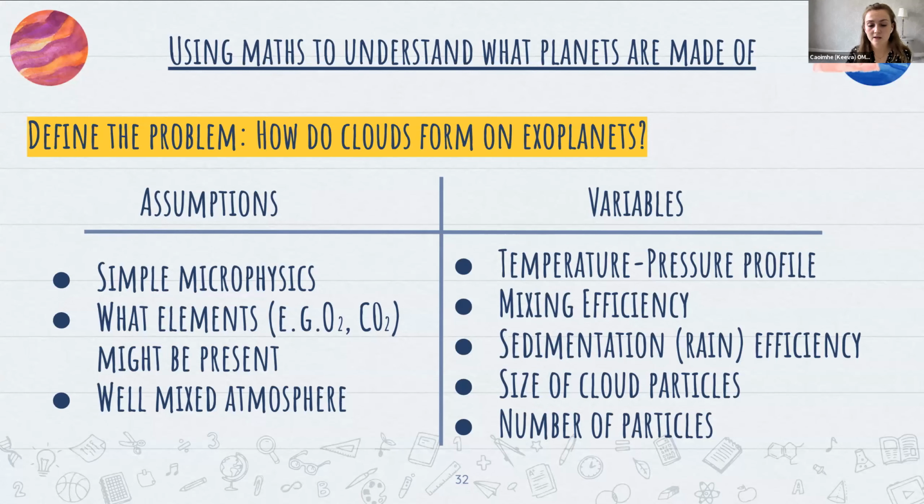And then our variables. We've got the temperature pressure profile, which, as Isabella said, is the environment: how cold it is, where it's cold, where it's hot. Then the mixing efficiency, which is a more technical thing, and that's how well the atmosphere mixes together. It could be to do with winds, it could be to do with heat, convection, how things start to move around, and how well all your cloud particles are going to mix together.